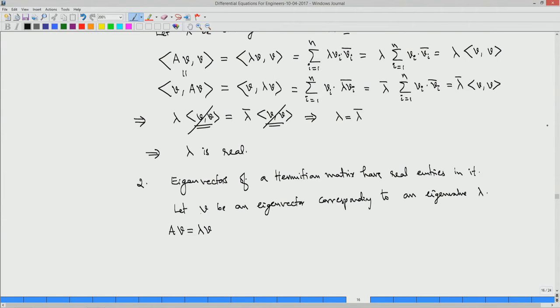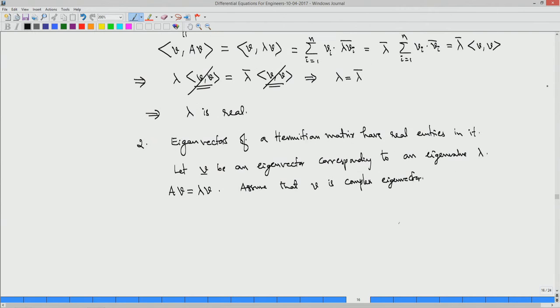Suppose V is complex. Let us say it is a complex eigenvector. Then you can take a bar. What happens to V bar? A V bar equals lambda bar V bar. I just take the bar of this equation.